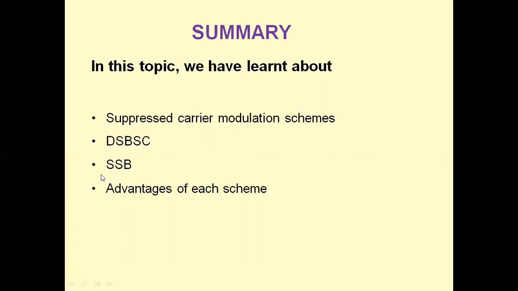Now we also studied about the SSB modulation. Amplitude modulation and double sideband suppressed carrier modulation are wasteful of bandwidth because they both require transmission bandwidth equal to twice the message bandwidth. Because amplitude modulation and DSBSC require both the sidebands, the total bandwidth is equal to 2 times the highest frequency component present in the message, and hence it requires more transmission bandwidth.